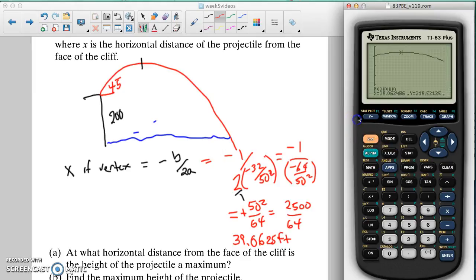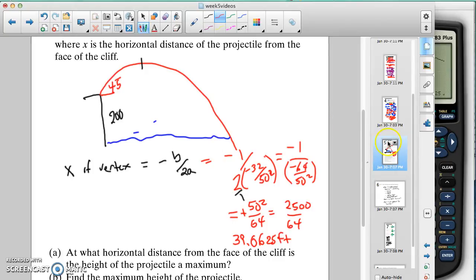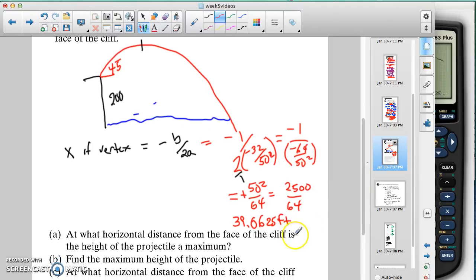So it looks like we came out really close, 39.062486 and 219.5. All right, so they're saying 219.5. So let's plug in this value to our equation and see if we get 219.5 for our maximum height. This is the horizontal distance. The second question here is finding the maximum height, which is what we're working on right now. So our answer to horizontal distance is 39.625. That's the answer to this question.